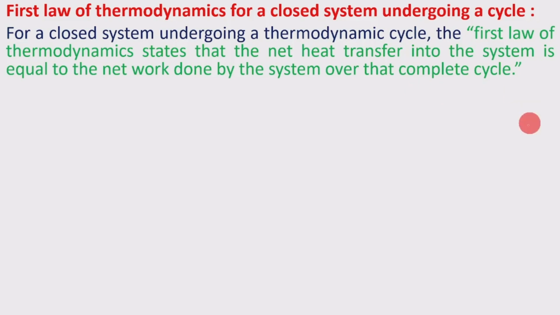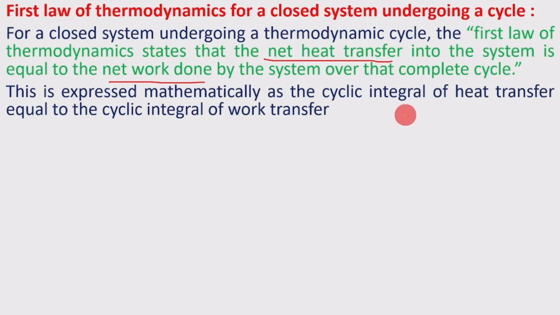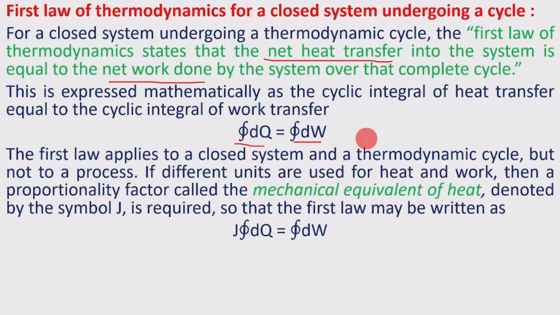The same is here in the first law of thermodynamics. The net heat transfer means the summation. The net heat transfer into the system, here the heat is transferring into the system, is equal to the net work done by the system for that complete cycle. That can be expressed mathematically as the cyclic integral of heat transfer is equal to the cyclic integral of work transfer.